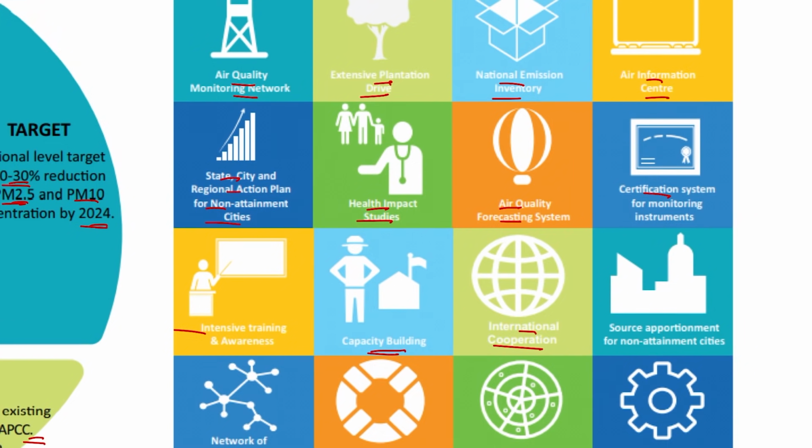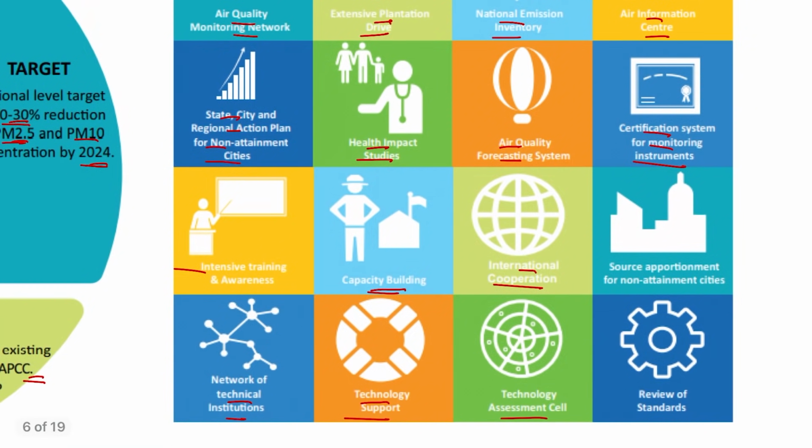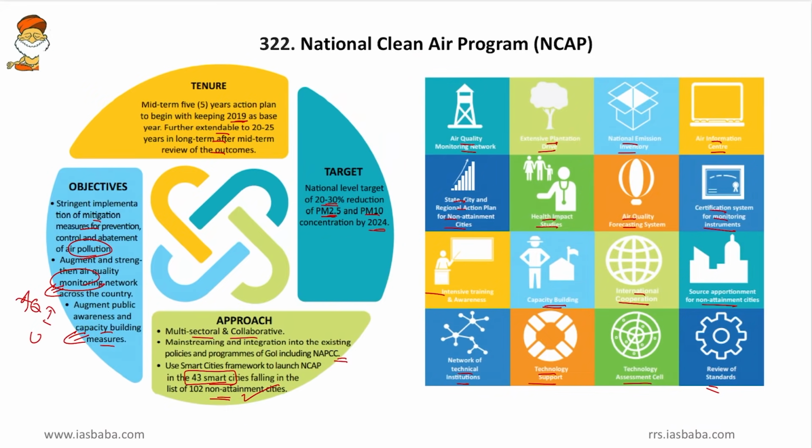Then certification system for monitoring instruments. So for all the monitorers and other technical gadgets, the certification will be done. Then source apportionment for non-attainment cities. So what are the source? Financial source or maybe other sources will be apportioned. Then review of standards. The policy will be reviewed. So this is all about the National Clean Air Program.